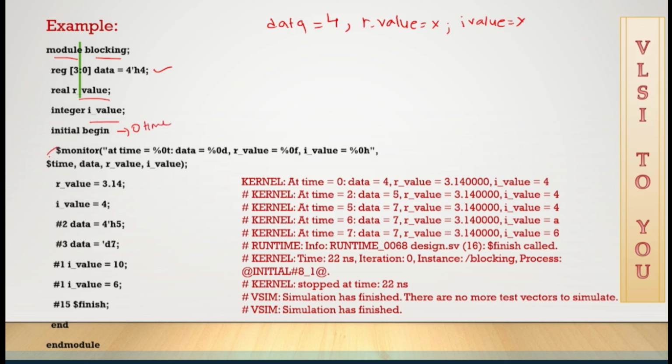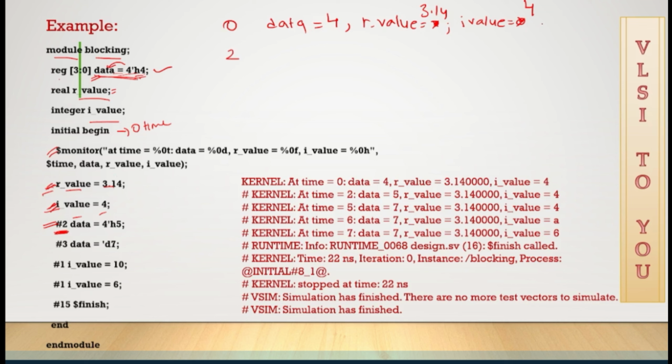Then $monitor, because I want to monitor everything, so I have given all the values. Without any delay I have given R value and I value. So at 0 time, the data is 4, R value is 3.14, and I value is obviously 4. These three are completed, that means these three are assigned, and after this statement comes the next statement. Now it is waiting for 2 time units, so until 2 time units the values are these only.